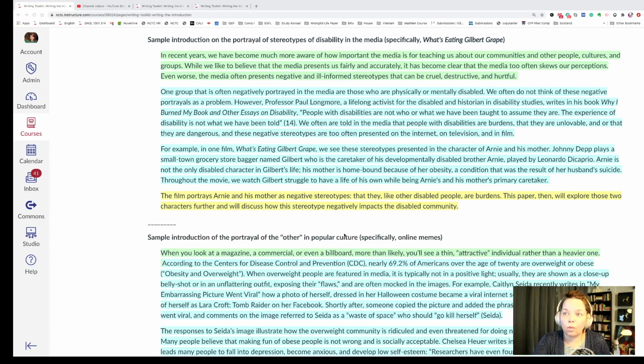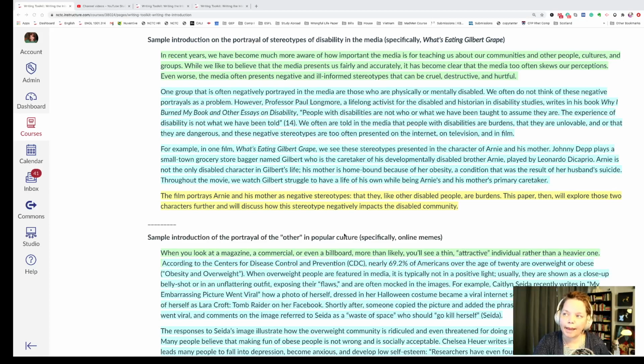For example, in one film, What's Eating Gilbert Grape, we see these stereotypes presented in the character of Arnie and his mother. Johnny Depp plays a small-town grocery store bagger named Gilbert, who is the caretaker of his developmentally disabled brother Arnie, played by Leonardo DiCaprio. Arnie is not the only disabled character in Gilbert's life.